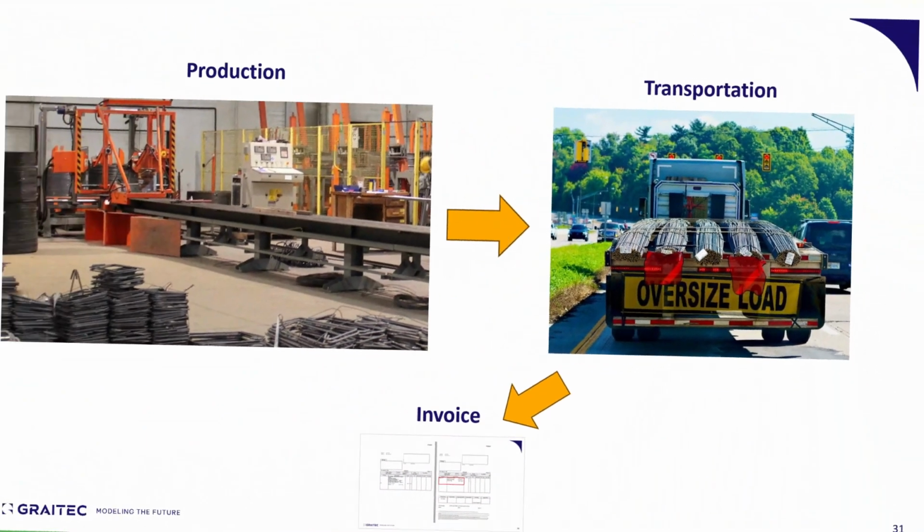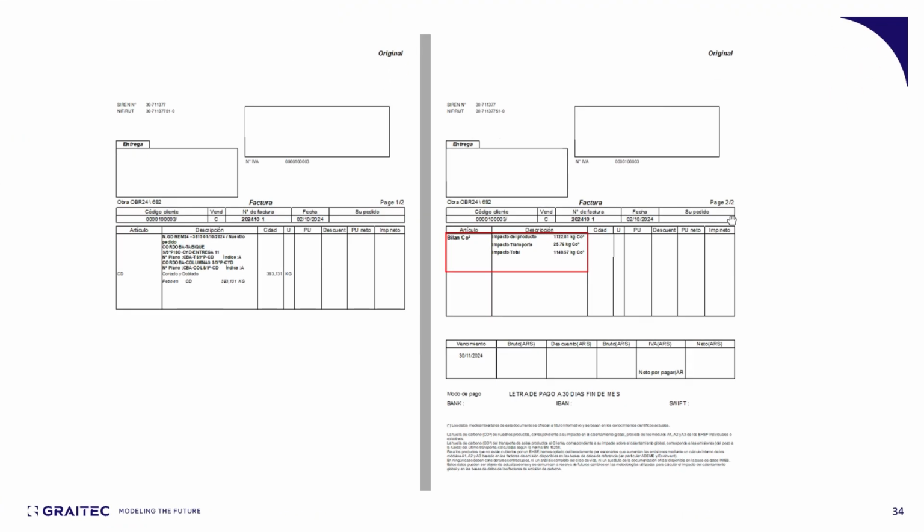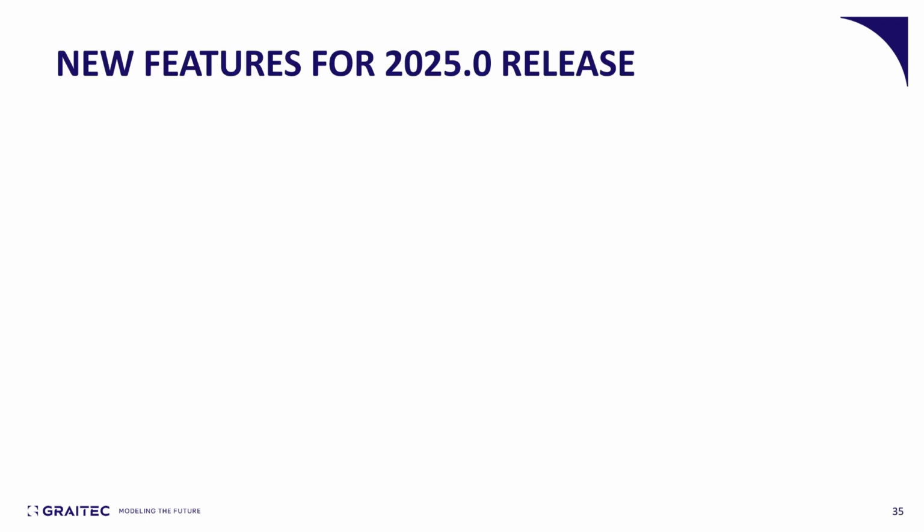Okay. So once you have the production and the transportation CO2 accumulated, that will be shown within the invoice for your customer. So as an example over here, you will have an impact on the production, how much CO2, impact of transportation, and impact of total CO2 emission for this specific delivery or for this specific invoice of production. Okay, so that's a new feature that we brought in.